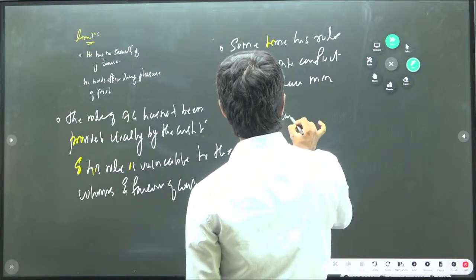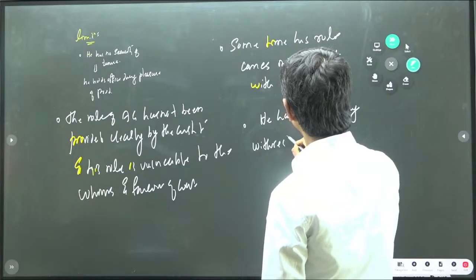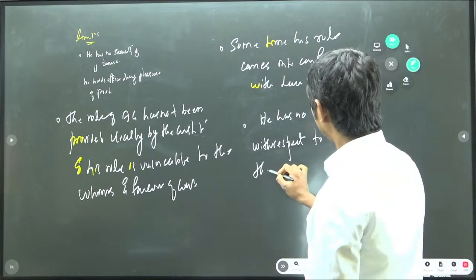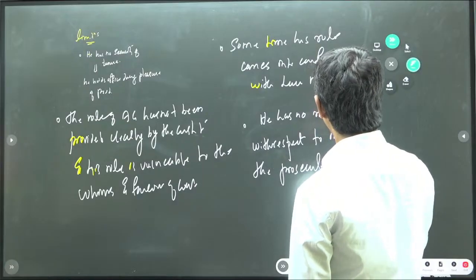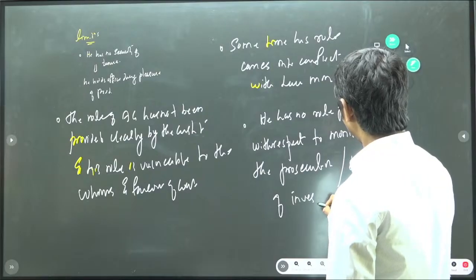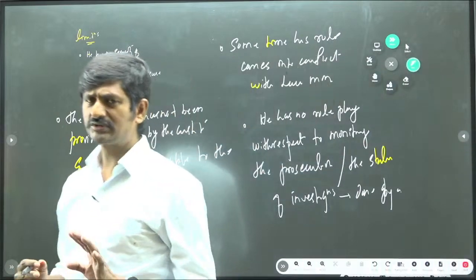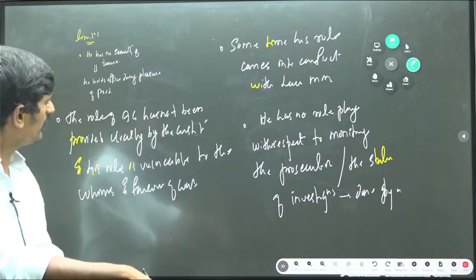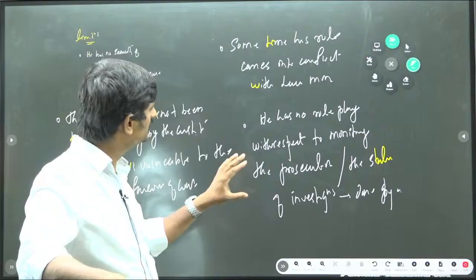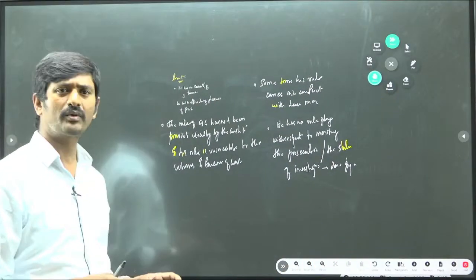he has no role to play with respect to monitoring the prosecutions or the status of investigation done by the government. This is also very important because in most cases of investigations by central agencies, delays are possible, and that increases litigation in the courts. So that is also one area. That's why the Second ARC has recommended that a dedicated body called the Directorate of Prosecution must be established.